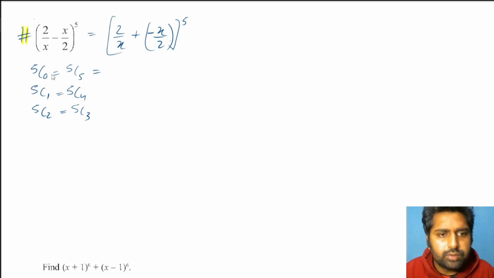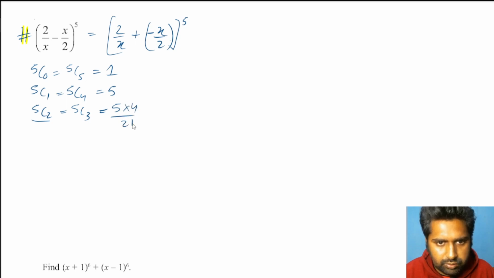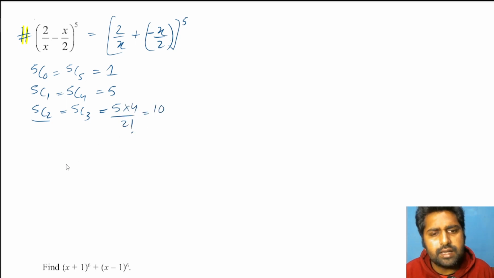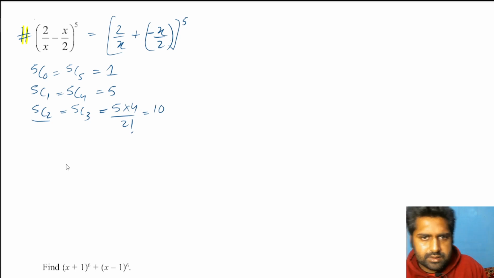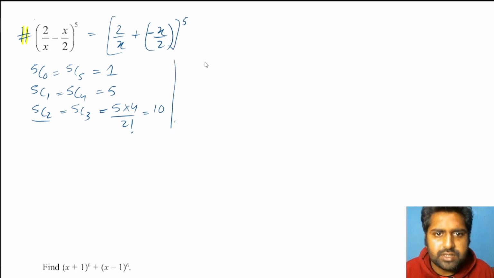Let's calculate 5c0 using the property. nC0 is always 1. nC1 is always n, so 5. nC2, so 5c2 let's calculate. So write 2 terms backward, divided by 2 factorial. So that's 10. That's it. Now let's use it in the expansion.